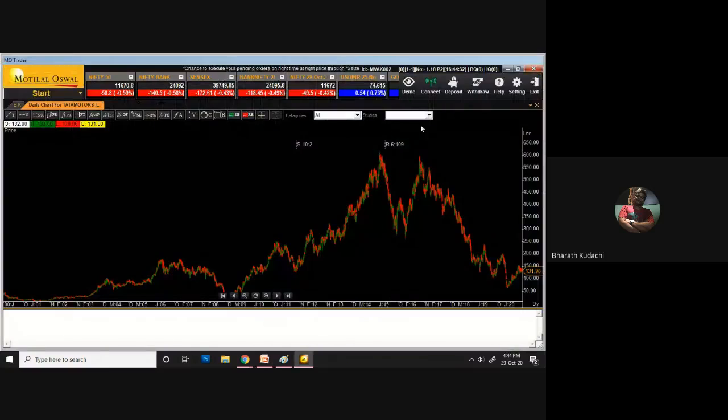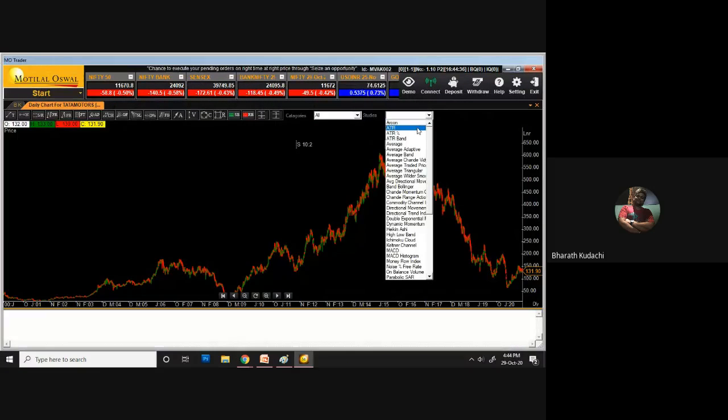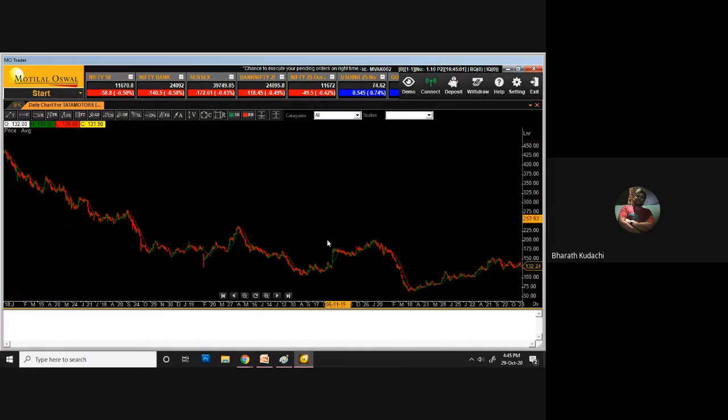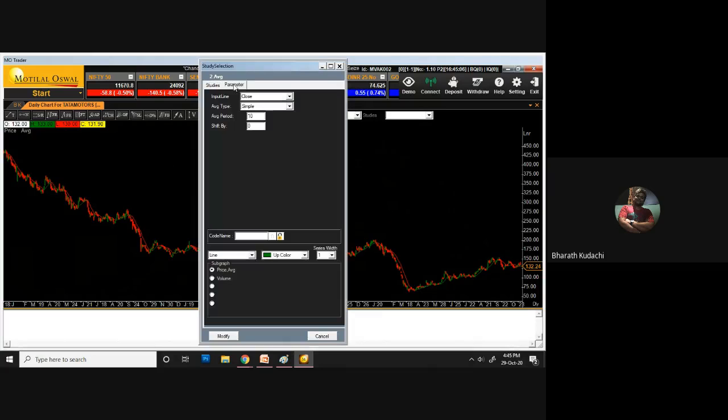How to apply moving average? Not just in our Mozilla Oswald terminal, in all other platforms like Zerodha, you have different indicators. Here we call it average. For example, in Upstox it is called a moving average. There are different indicators that they provide based on your platform. So here, if I select average, I get a line. In that, I'm going to change its value parameters.